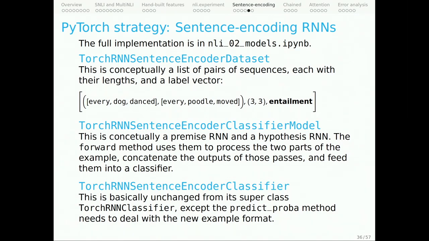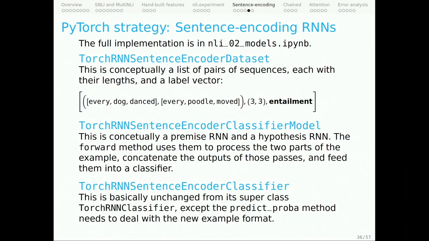Then for the classifier model itself, the subclass of NN module in PyTorch, you need it to conceptually be a premise RNN and a hypothesis RNN. So what you do is implement its forward method to use those two RNNs. The premise and hypothesis get processed in exactly the same way as the current RNN code is processing regular examples. And it gives you the two final state representations. And then you just need to, by hand, as part of the forward method, concatenate them and return them. And those will get fed into the classifier.